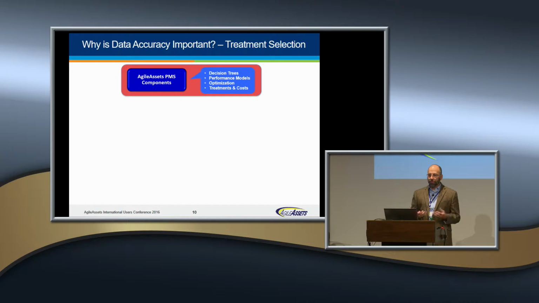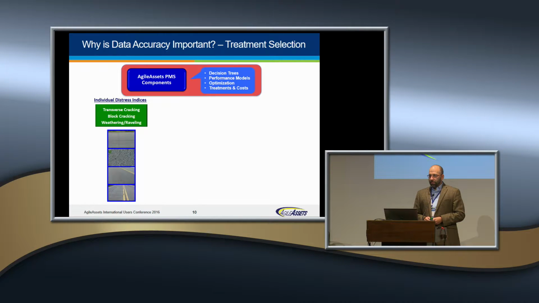In the Agile software, you have these large engineering components: your decision trees, which help identify where and when you'll do work, and your performance models, which tell how long these treatments are going to last. You're feeding those into the optimization to help pick your projects, and those are getting your treatments and your costs and so on. So that's the big high-level stuff in the software.